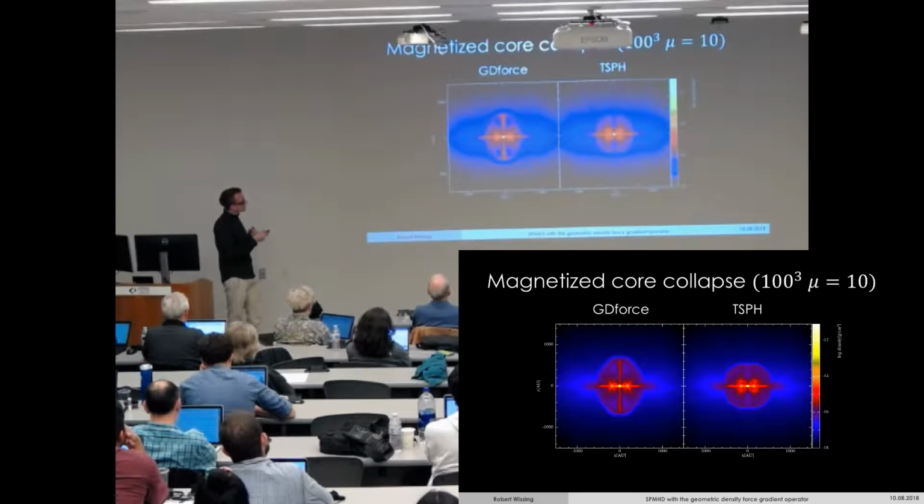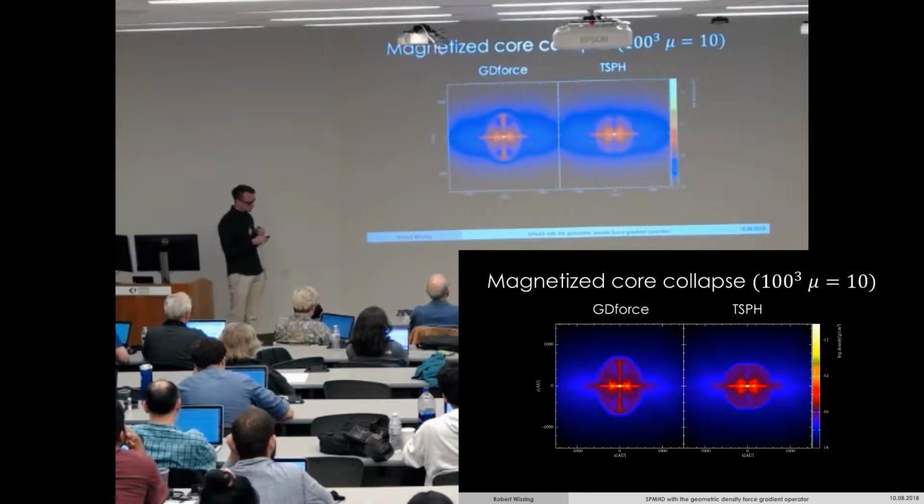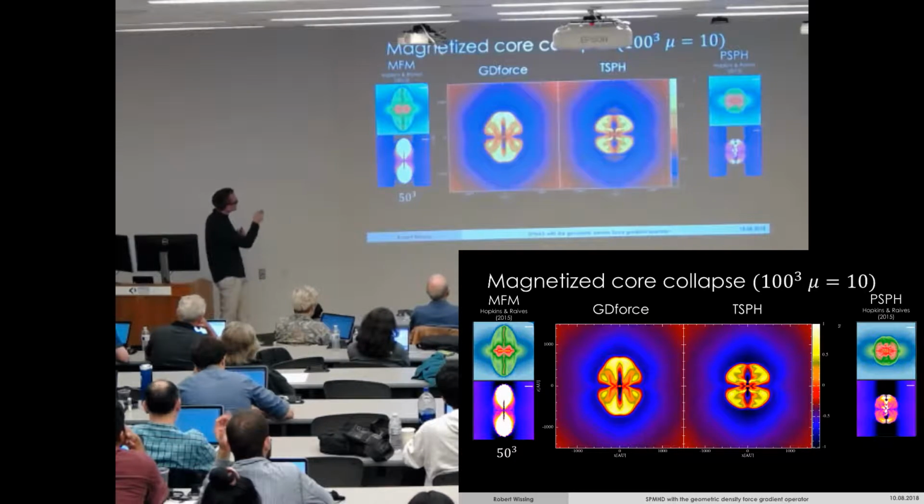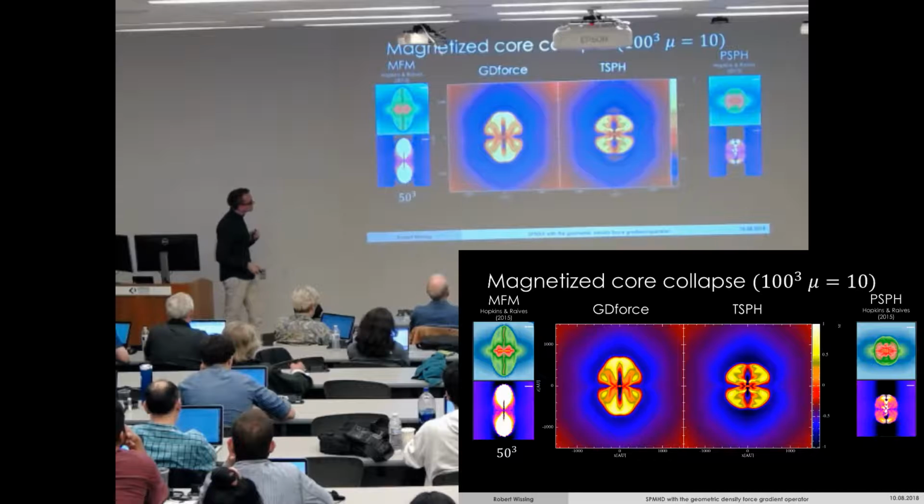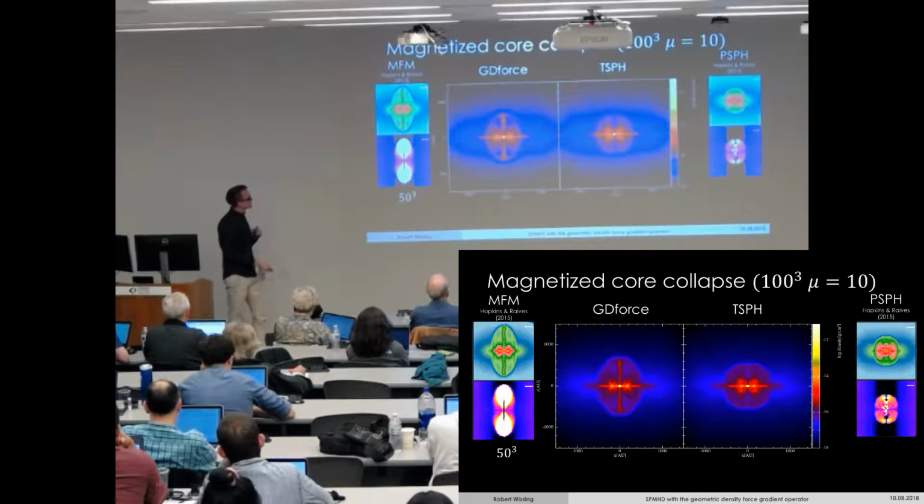Oh yeah, I was going to also explain what the mu is. The mu is basically the mass to flux ratio over the critical mass to flux ratio. And so basically mu equals 1 is a cloud that is completely magnetically supported. So it balances with the gravitational forces. And I also wanted to just compare a bit with the Hopkins and Raives paper, which also tested this case. And you can see that in the PSPH that they use, we get the same as TSPH, and we get something in the GDF that is more similar to the MFM method.